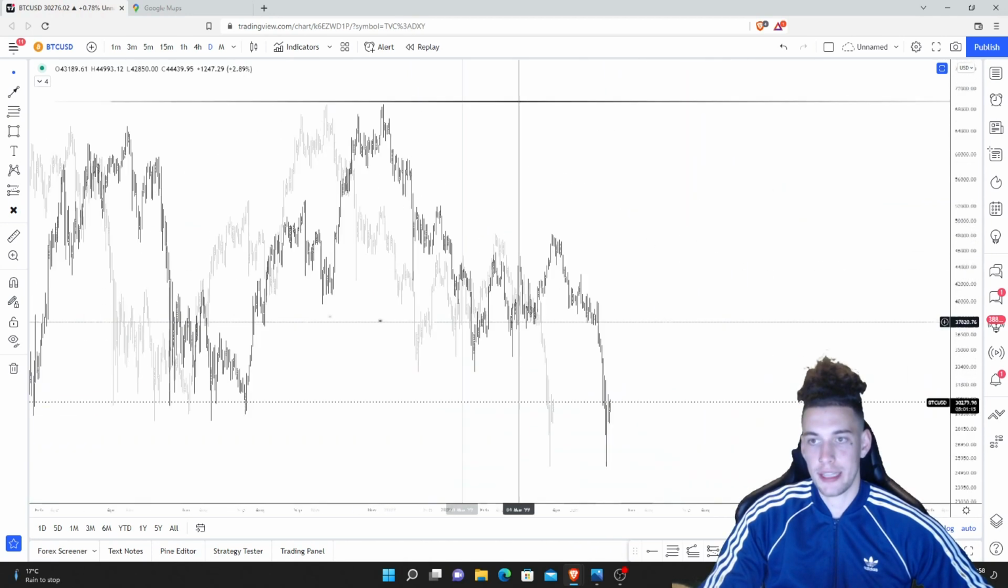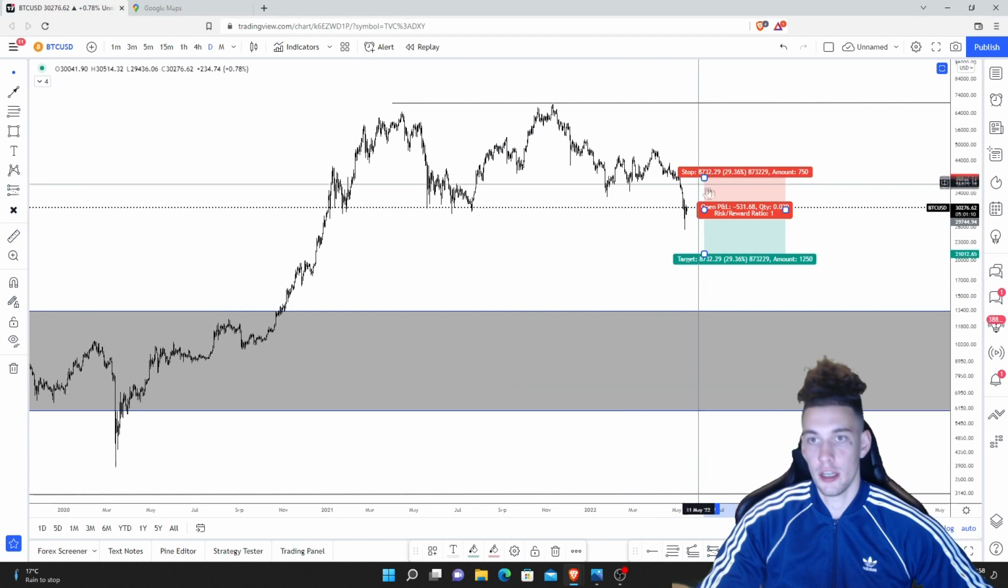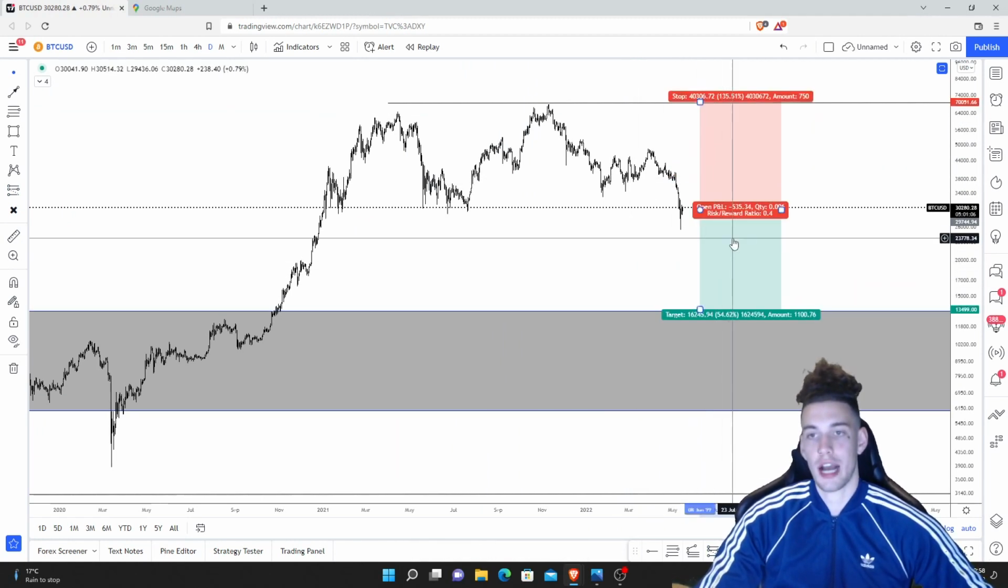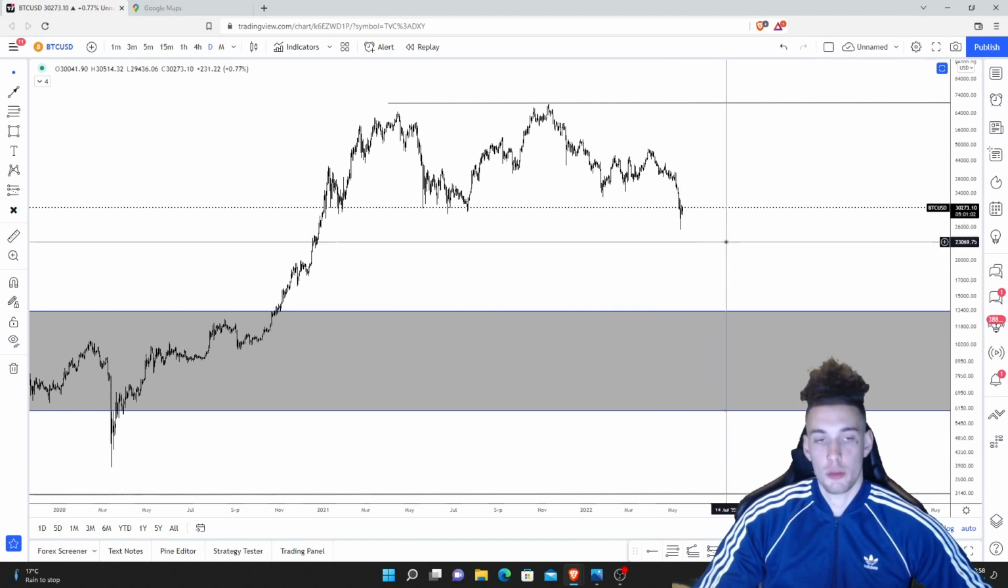Now, we don't just want to blindly come here and say, okay, well, I just want to short it here, put my stops on the moon and just target down here. That's not how you want to do it. What we want to do now is apply the same analysis. What do we just do?